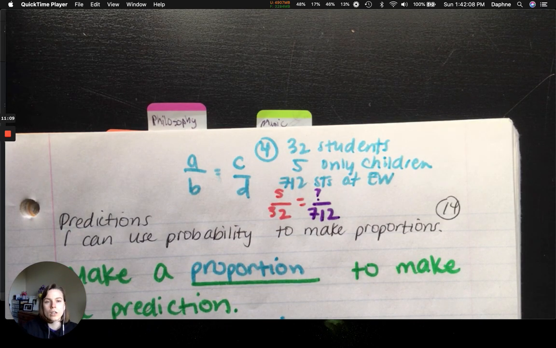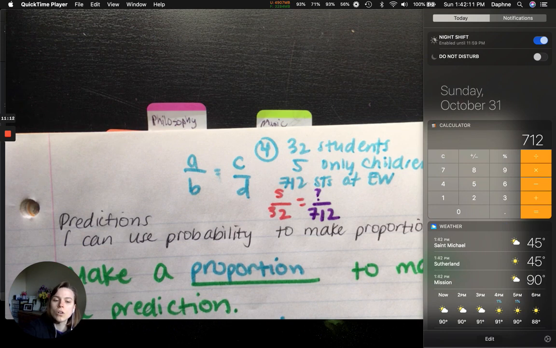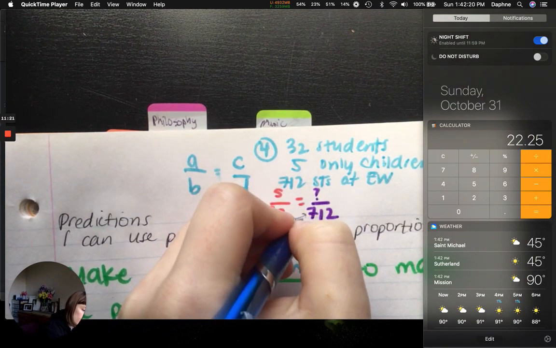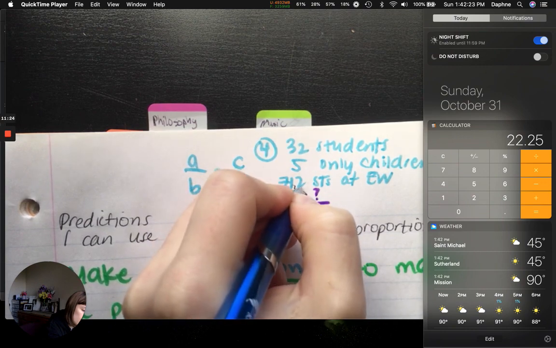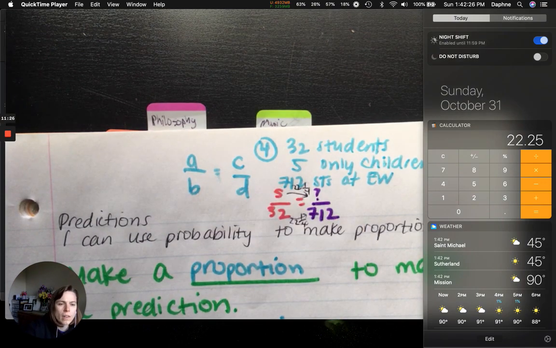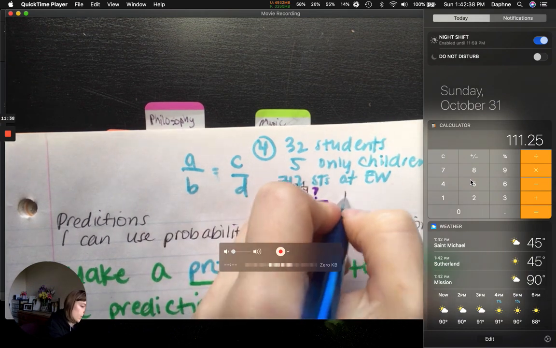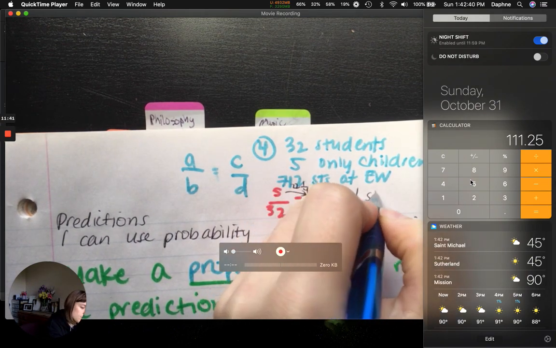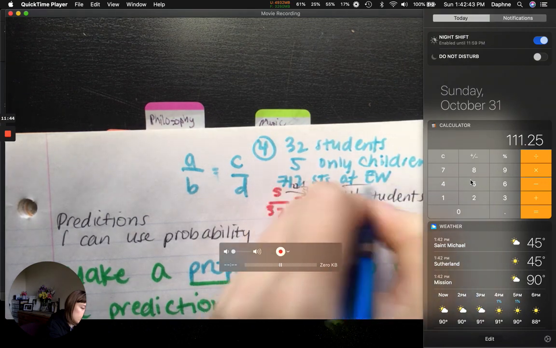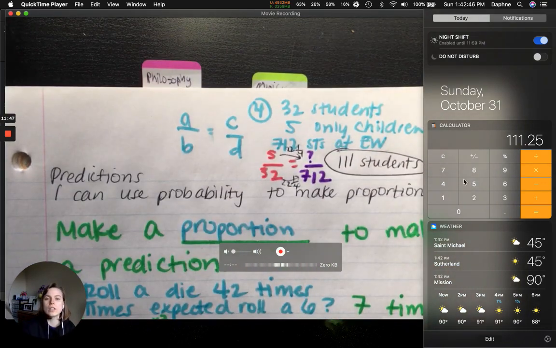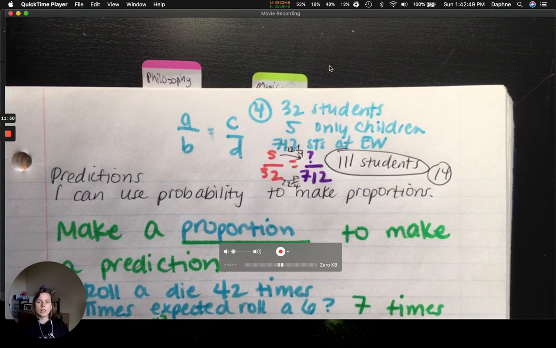And so now I have to figure out what is 712 divided by 32. 22 and a quarter. So I'm multiplying by 22 and a quarter. So I'm going to multiply that by 5. 22 and a quarter times 5, enter, and that'll be 111 and a quarter. So this will be 111 students, because I can't round that quarter up. So it's about 111 students is what I would expect to be only children at Edgewood.